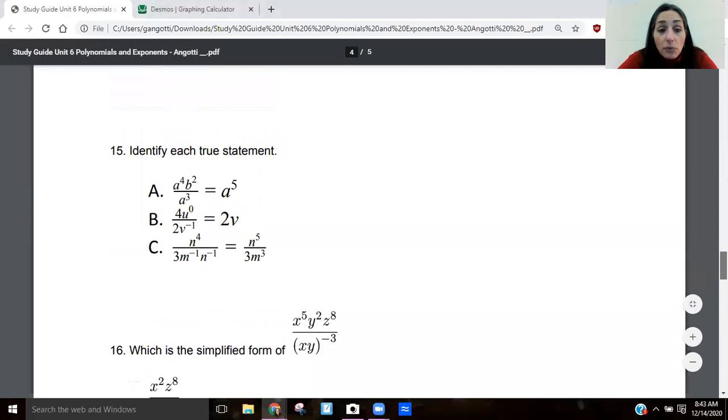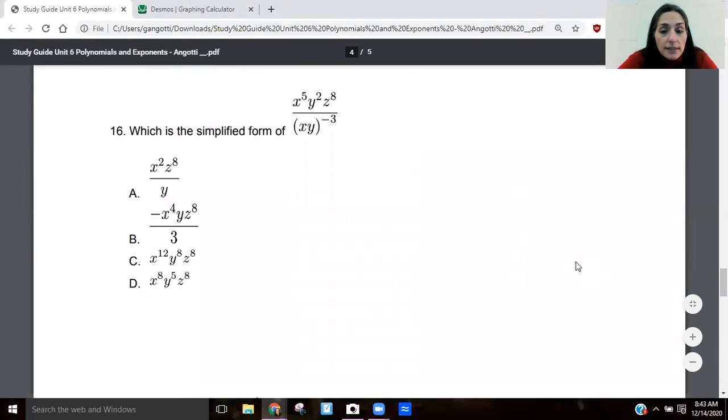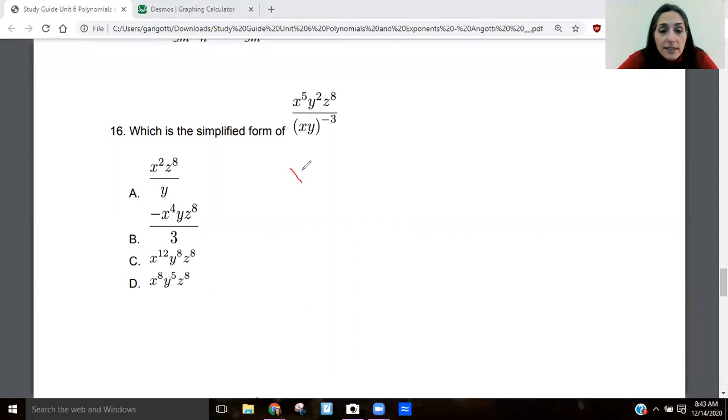The answer to that last one was B, by the way. Okay, so 16, same little issue going on with 16. So x to the 5th, that's good the way it is. Y squared, that's good. Z to the 8th.